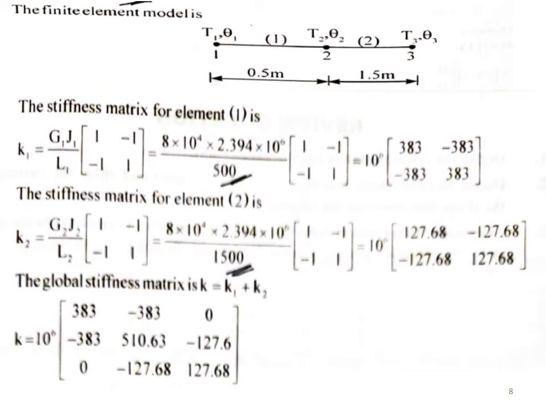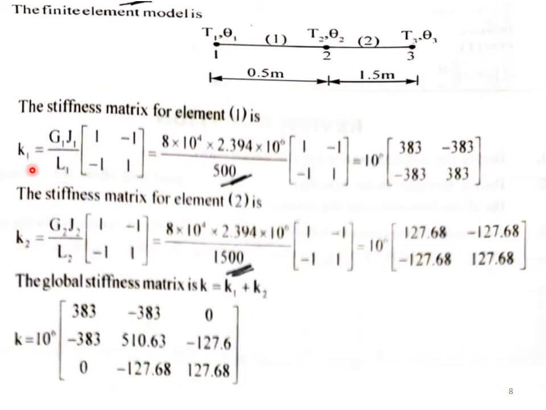Next we write the FE model. Basically it is a simple two-element problem, two elements with three nodes, node 1, node 2 and node 3. Element 1 is of 0.5 meters and element 2 is 1.5 meters. T1 theta 1, T2 theta 2 and T3 theta 3 at node numbers 1, 2 and 3 respectively. Next we have to find the elemental stiffness matrix for both element 1 and element 2 before proceeding to the global stiffness matrix.